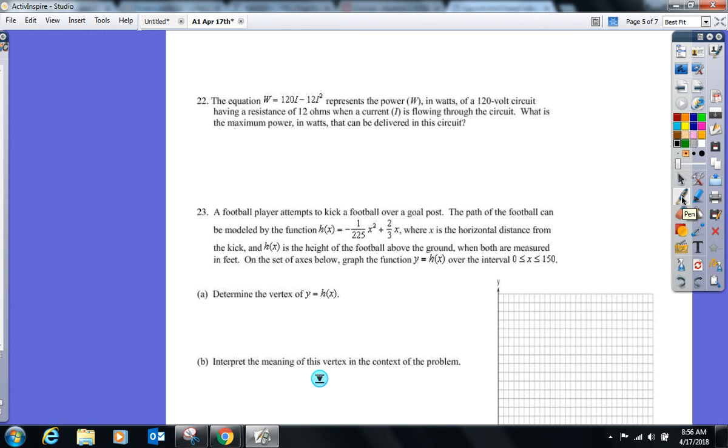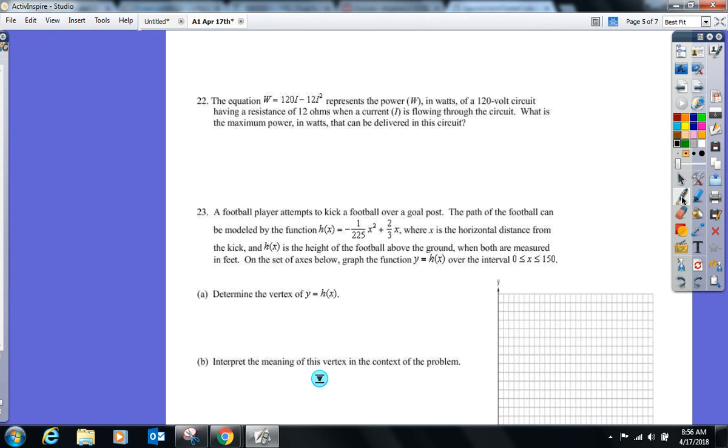All right, so they give me an equation. What is the maximum power? And what's power here, W or I? Anybody read it for me? What's the maximum power? W, okay, so I need to know the maximum value for W that can be delivered. Okay, let's go through this process now, because there will be a definite maximum question on there tomorrow.